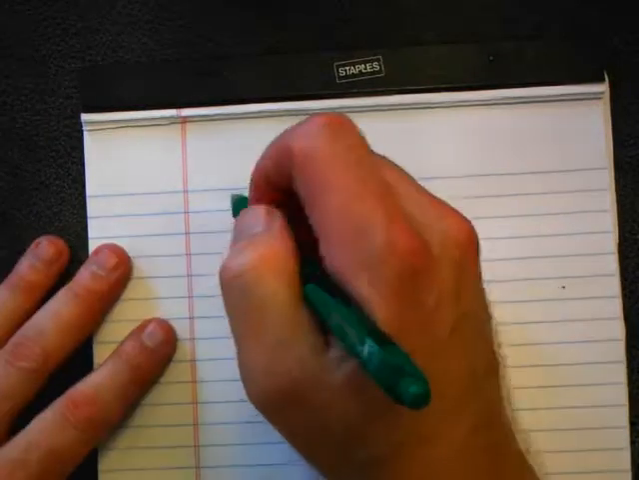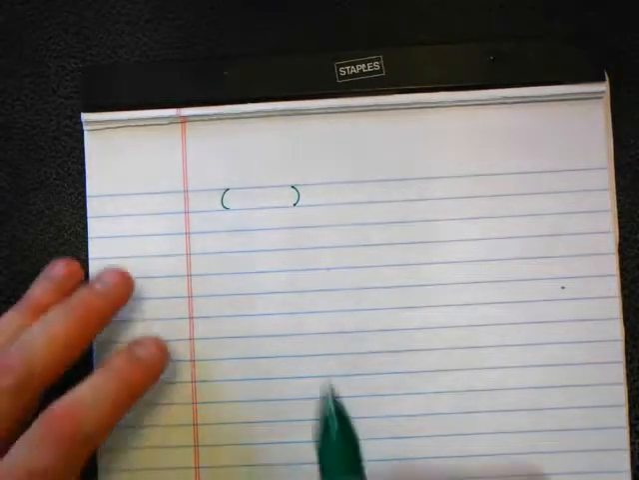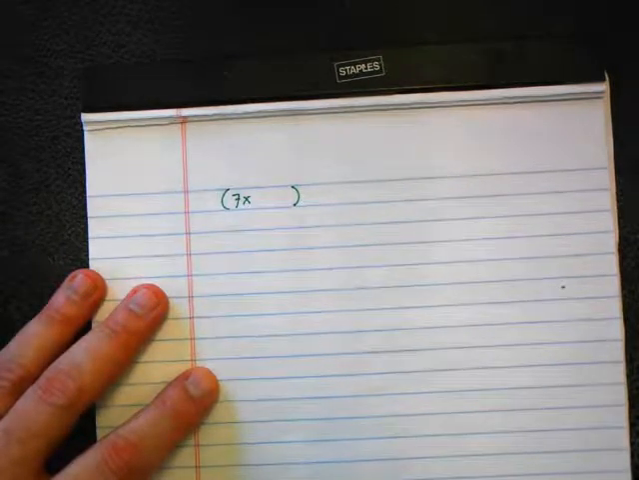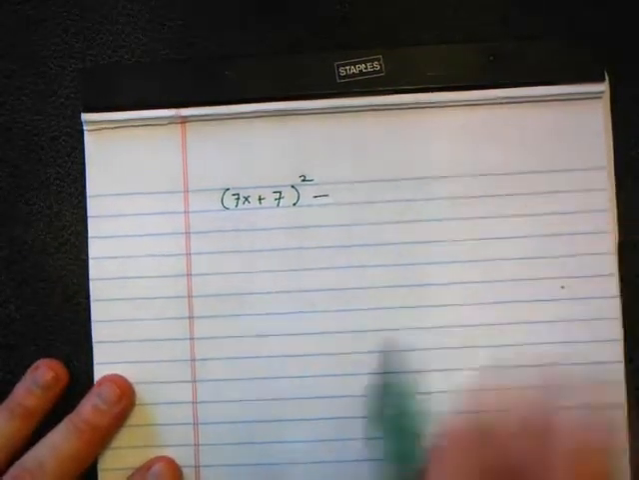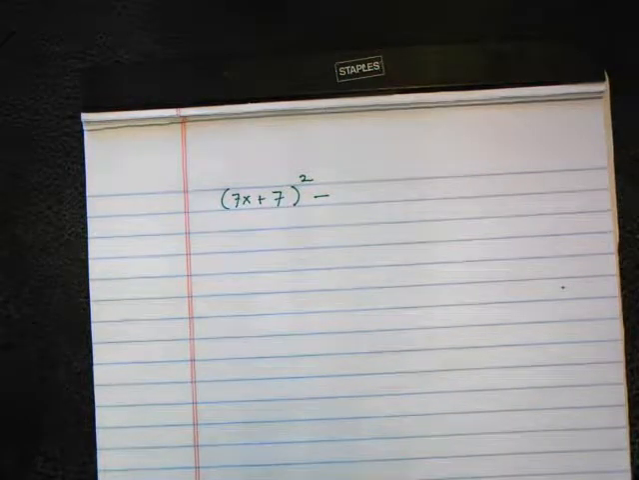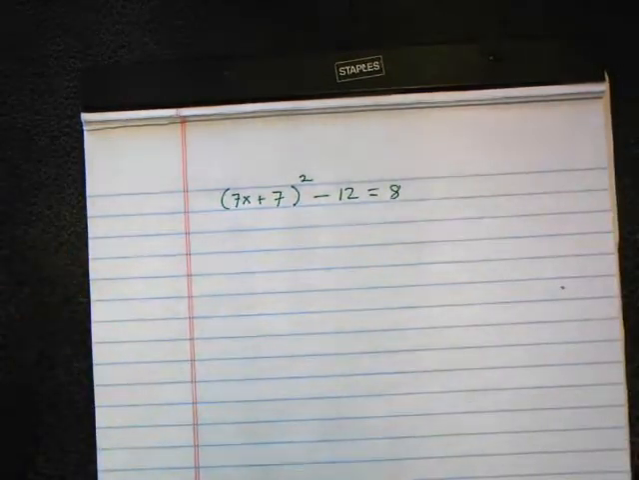All right. Now, sometimes it gets even worse. Sometimes you have a parenthesis like this, and you got something inside. What do you want to put inside? 7x. A 7 again? Yeah. Plus 7 squared. Minus, and then we've got some number over here. 7. No, we're going to use a different number. 12 equals 8. I heard 8.